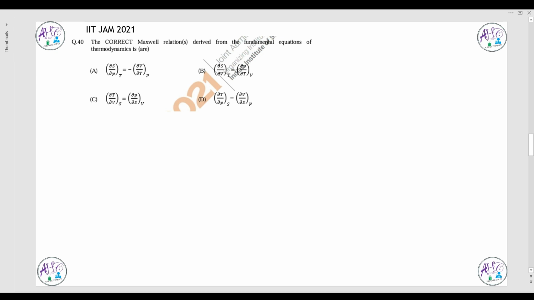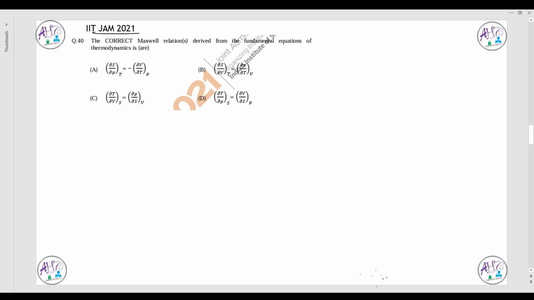Okay, next question. This is from IIT Jam 2021. Here they have asked about the Maxwell relations. How can we find out the Maxwell relation? Using the Maxwell square. So this is going to be your Maxwell square with the elements. This is your Maxwell square. First we have to form 4 equations from the Maxwell square, then you can find the relation.